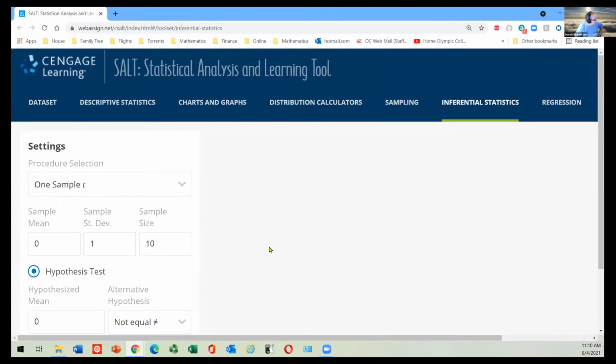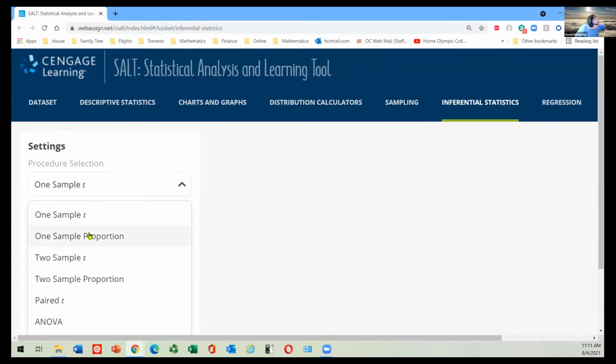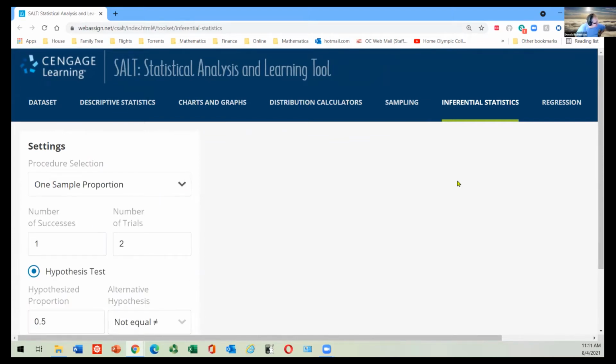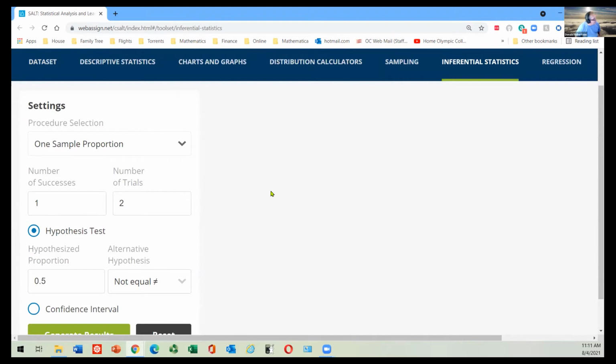Right. First thing you're going to do is make sure that this guy here says 1 sample proportion. Okay. Now, our first little problem. It doesn't have a box for me to put p hat in, right? P hat was 0.63. All it has is number of successes, number of trials.